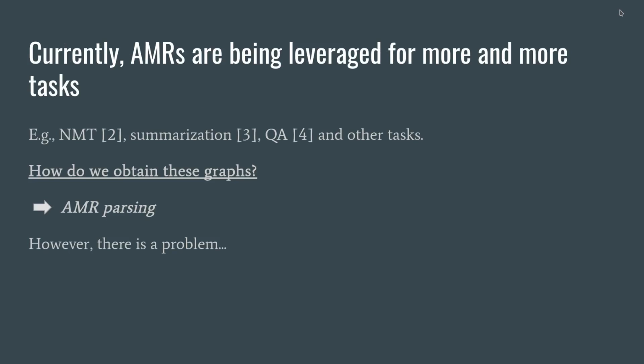Currently, AMRs are being leveraged for more and more tasks. For example, they have been shown to help neural machine translation, summarization, question answering, and more tasks. But there's the question, how do we obtain these graphs? Well, we do this by using AMR parsers, which are automatic systems that convert natural language sentences into these AMR graphs. However, there is a problem with this.